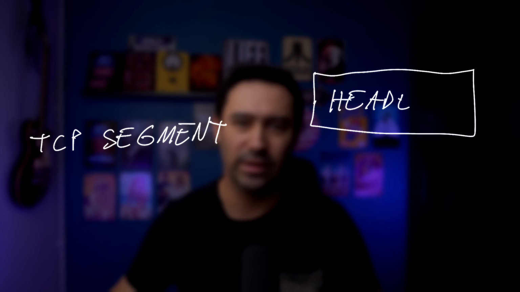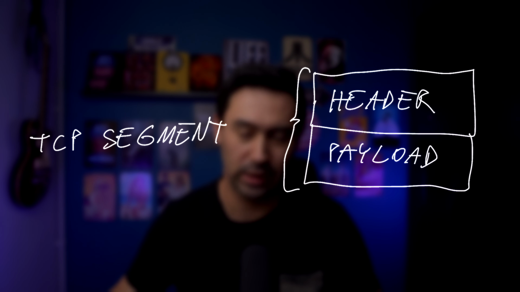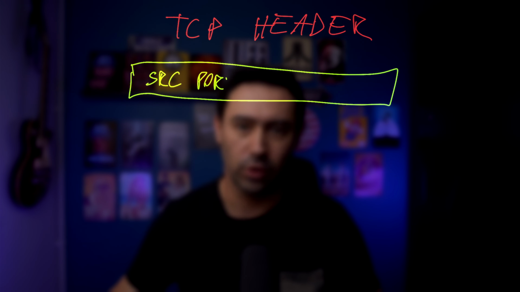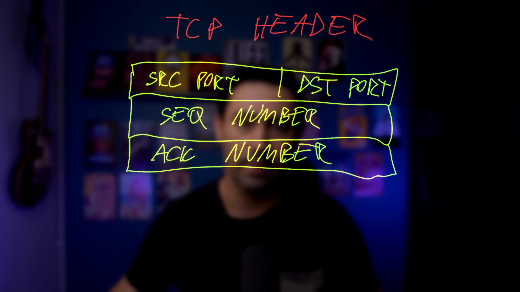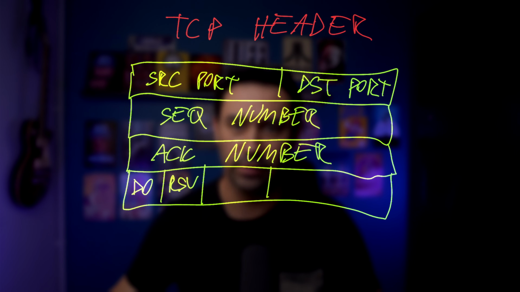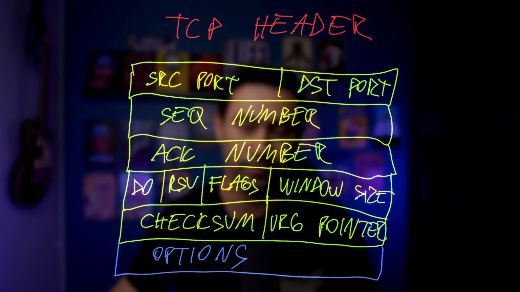In order to achieve this, TCP uses a few mechanisms. Let me introduce the concept of a TCP segment. By TCP segment, we mean the TCP header that contains metadata and the TCP payload that has the actual data. In the TCP header, there are various fields like source and destination ports, sequence and acknowledgement numbers, data offset, reserved bytes, TCP flags, window size, checksum, urgent pointer, and options. We'll talk about some of them later in the video.